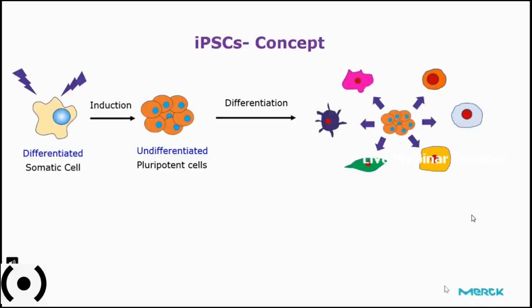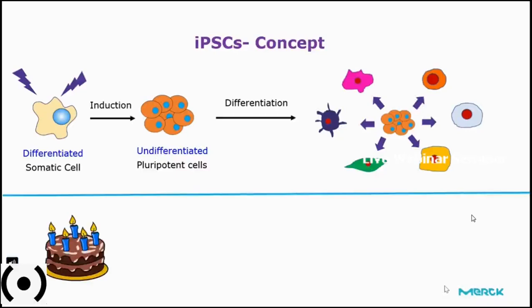So by just delivering the four factors into any normal cells, you can induce pluripotent stem cells, which are very much similar to embryonic stem cells and can differentiate into any body cell type, right? So I can give you one example. This is very much similar.